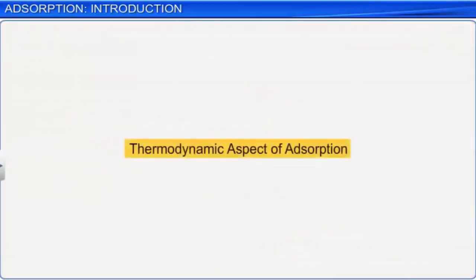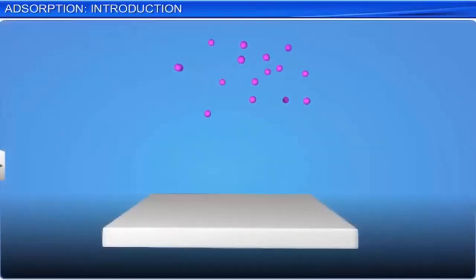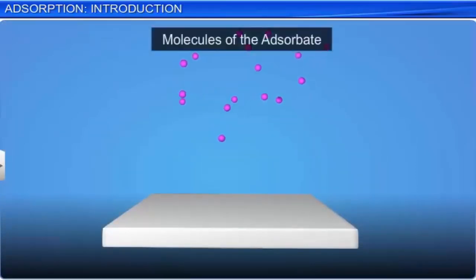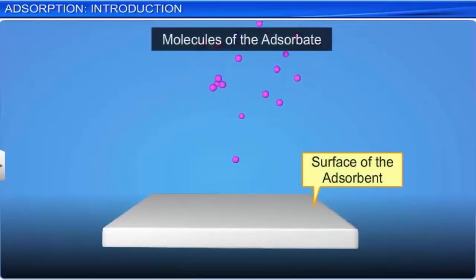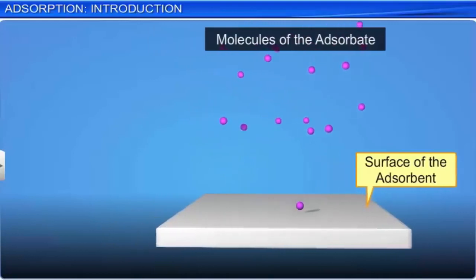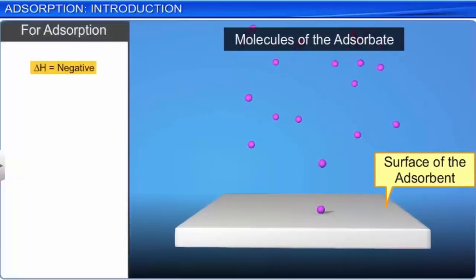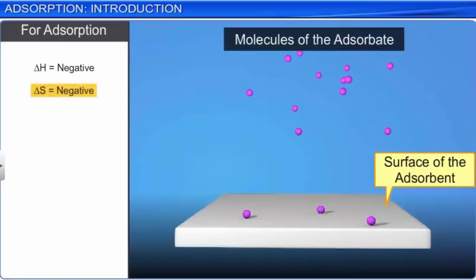Let us now look at the thermodynamic aspect of adsorption. Adsorption is accompanied by a decrease in the residual forces of the surface. This implies that some energy is released when the molecules of the adsorbate get attracted to the surface of the adsorbent. That is, the change in enthalpy, delta H, is negative for the process. Also, the degree of freedom of the adsorbate decreases upon adsorption, which means that the change in entropy, delta S, is also negative for the process.